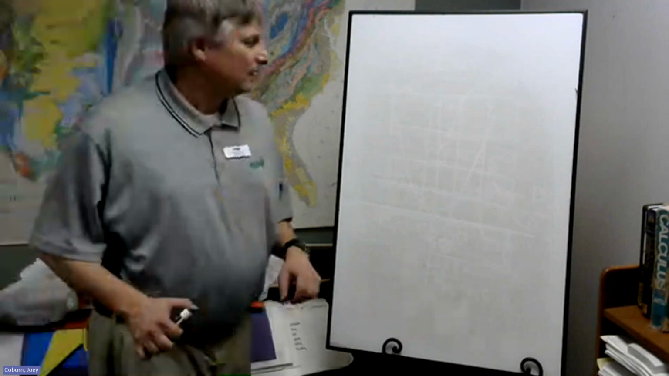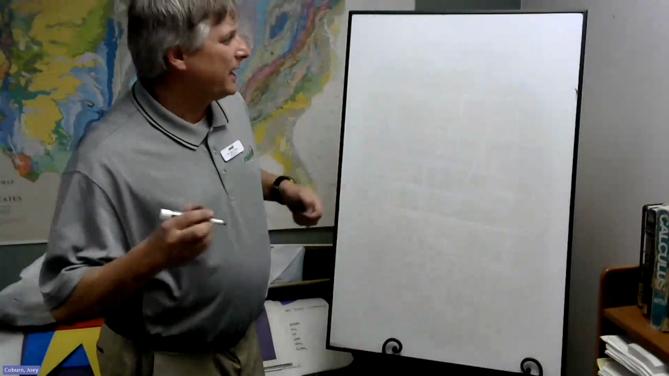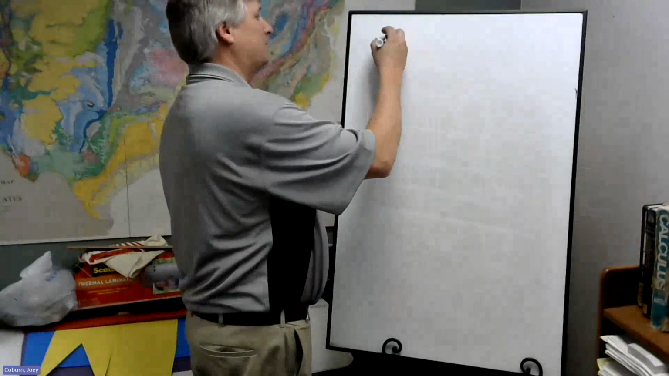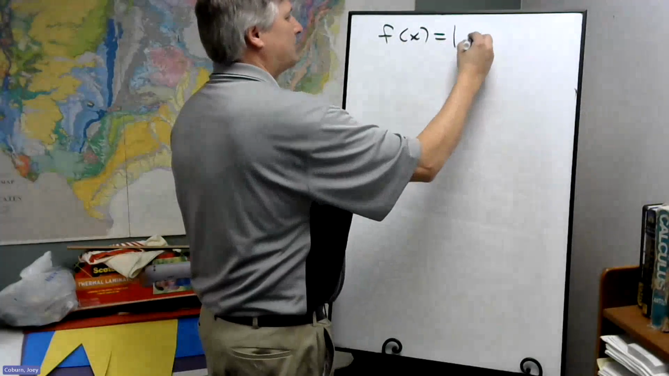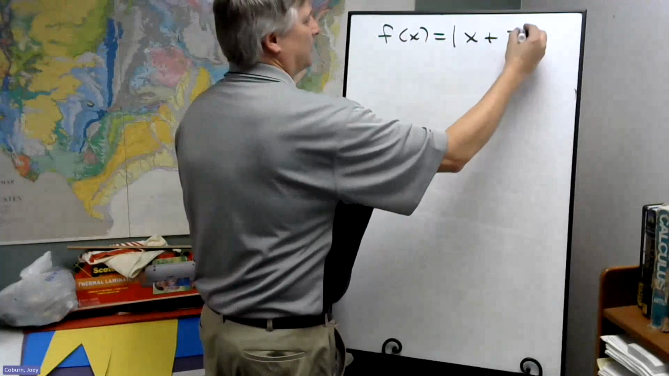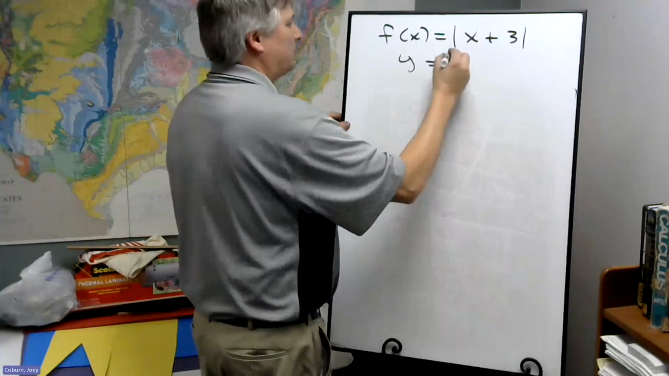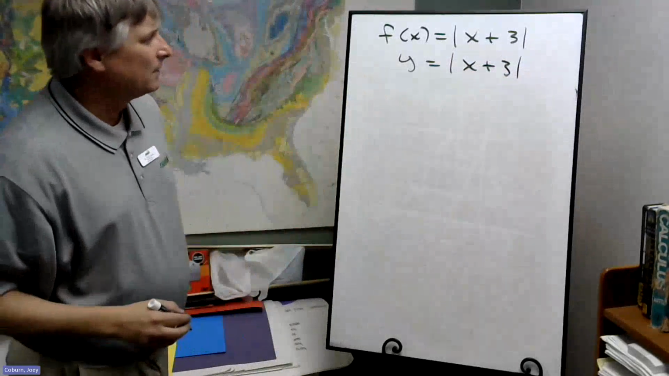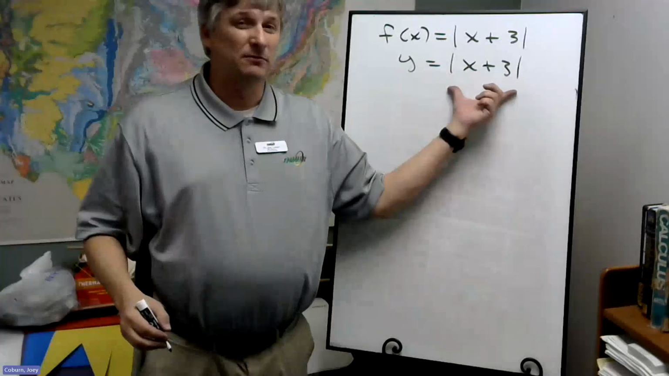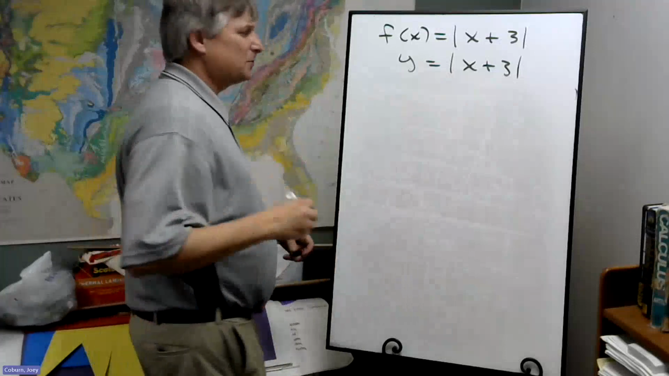Now, I want to go over a special type of function, and you might not be familiar with this. But say we have f of x equals the absolute value of x plus 3, or we could call it y equals the absolute value of x plus 3. Either way will work. This is called an absolute value.